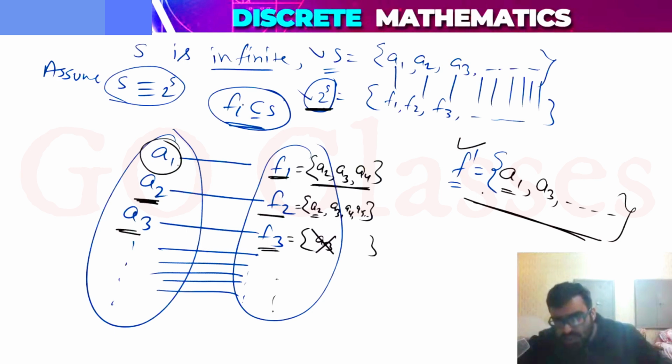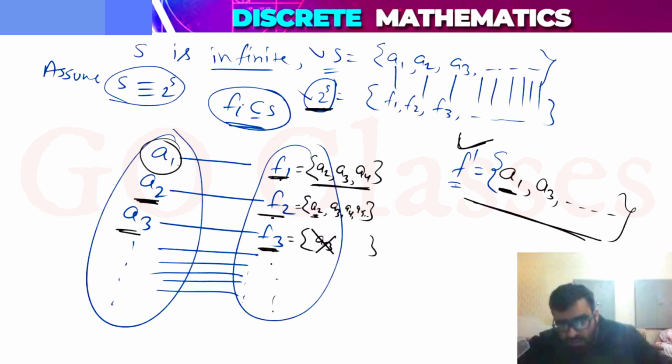And you can also see that this f dash is different from f1. Why? Because f1 does not contain a1, f dash contains a1. So f dash is different from f1. F dash is different from f2. Why? Because f2 contains a2, f dash does not contain a2. Similarly, this f dash is different from f3, because f3 does not contain a3, f dash contains a3.